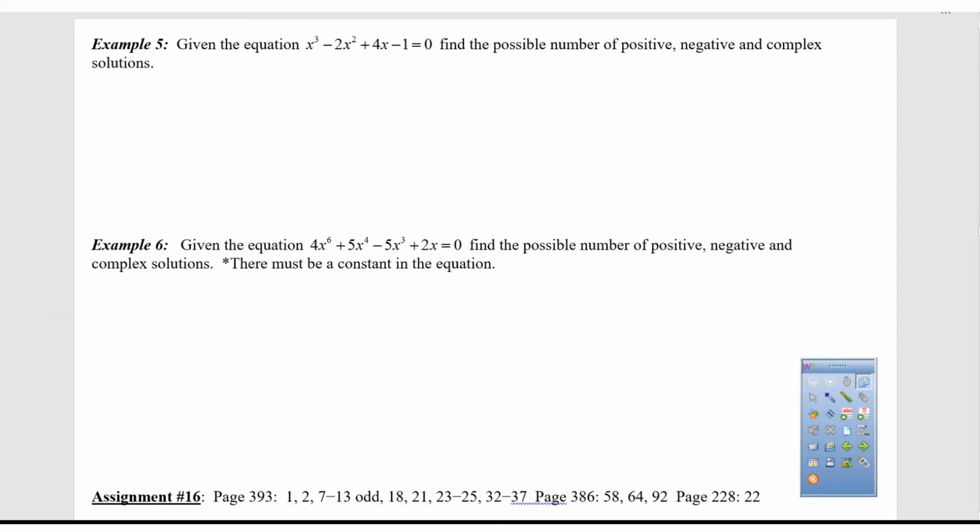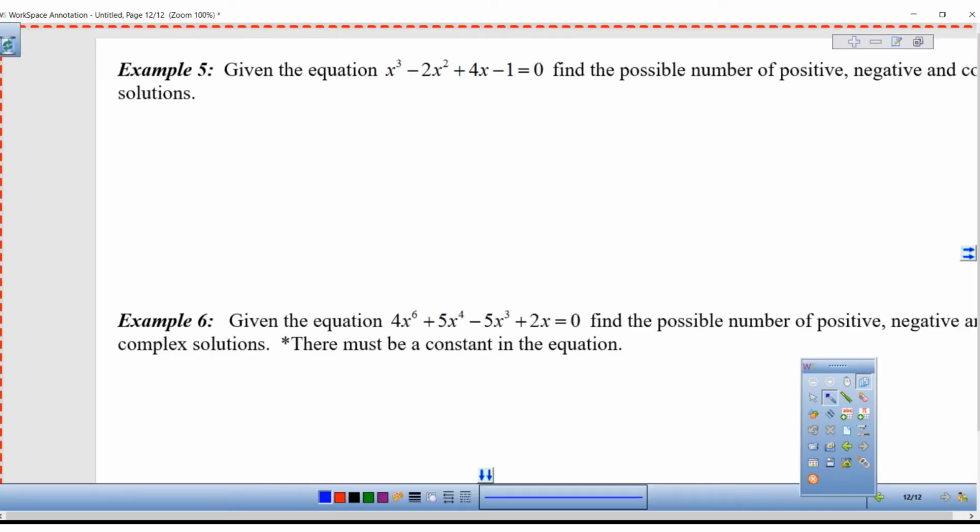Okay, so here we go with example 5. We're almost done. Given this equation, find the number of possible positive, negative, and complex solutions, okay? And you have to make sure you have a constant in your equation, which we do, okay? So I'm going to go like this. I'm going to go positive. Positive is easy. All you do is put this in the right order. So we have exponent of 3, 2, 1, constant.